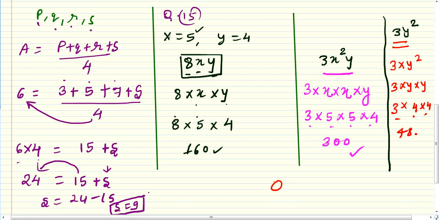Now you can solve question number 13 and question number 14. All the questions are same. You have to substitute values and nothing else. But I am explaining different types of questions to you. Now question number 16, 17, 18. These three are same. I am solving here question number 17.